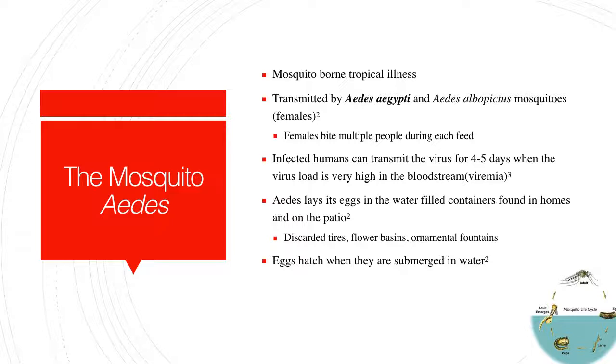The Aedes lays its eggs in water-filled containers, often found in homes and on patios, such as discarded tires, flower basins, and ornamental fountains. Eggs hatch when they are submerged in water. The female lays dozens of eggs up to 5 times during their lifetime. The dengue mosquito is able to fly several hundred yards looking for water-filled containers to lay their eggs, and a few mosquitoes per household can produce large dengue outbreaks.